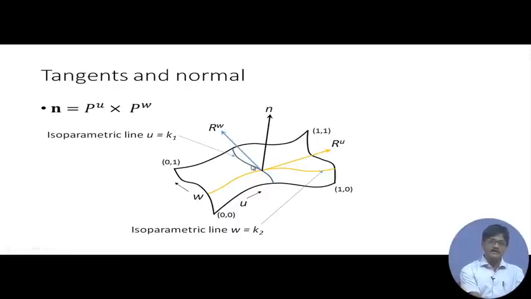So, these are essentially two tangents to the surface. The surface has infinite number of tangents in a plane called the tangent plane, touching this particular point on the surface, and it has one normal. Infinite number of tangents, one particular normal, and if we take the cross product of r u with r w, then we will get this particular normal.